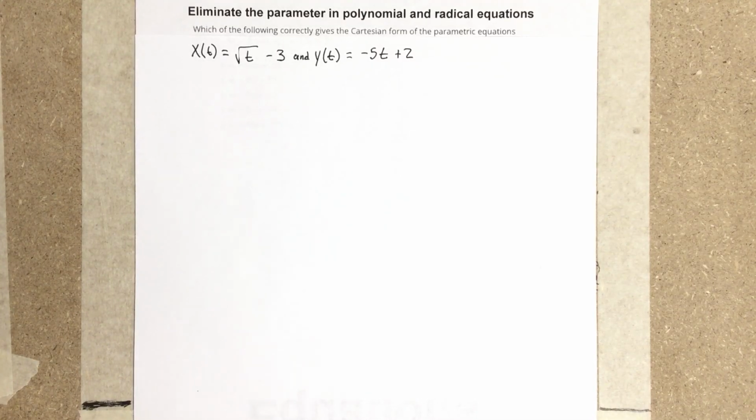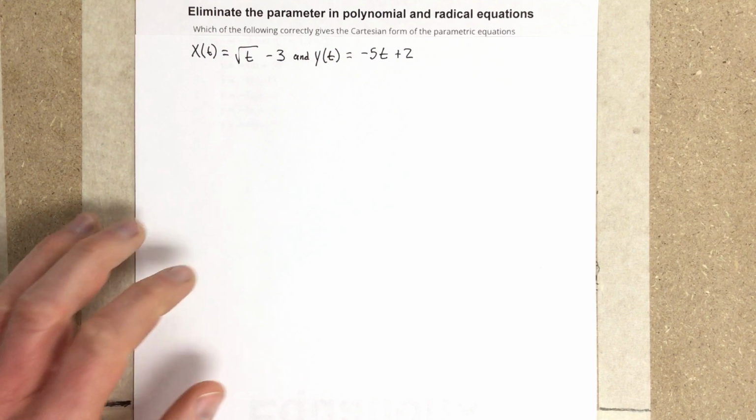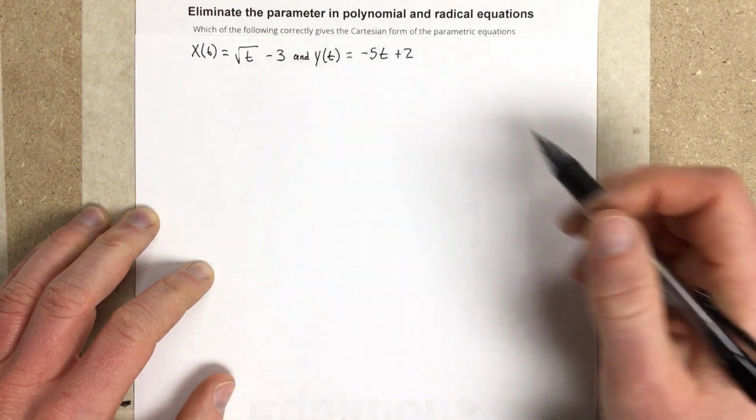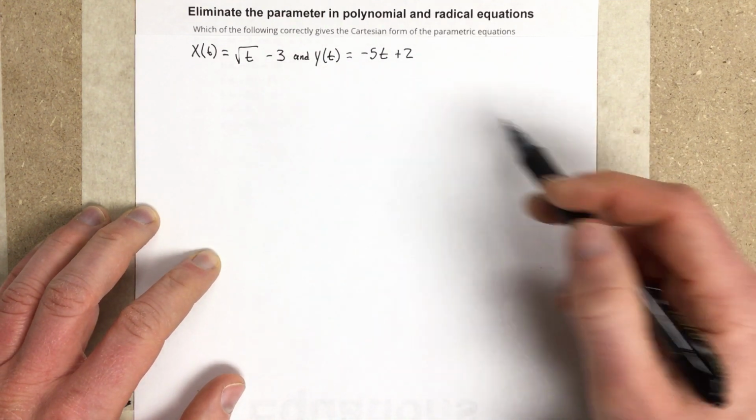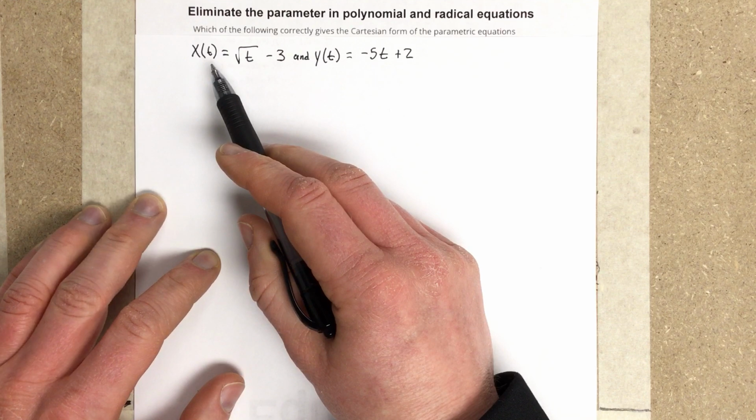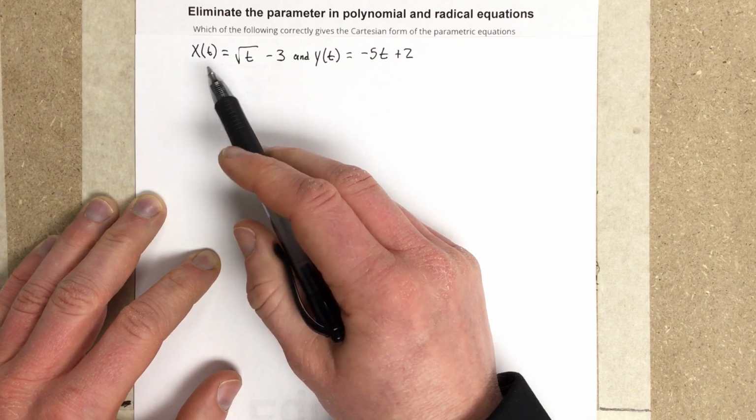In this video, we're going to eliminate the parameter in polynomial and radical equations. It says, which of the following correctly gives the Cartesian form of the parametric equations? And they typically give you a list of the equations to check here, but we're just going to go through and solve it, find the equation. We don't need to pick from a list.